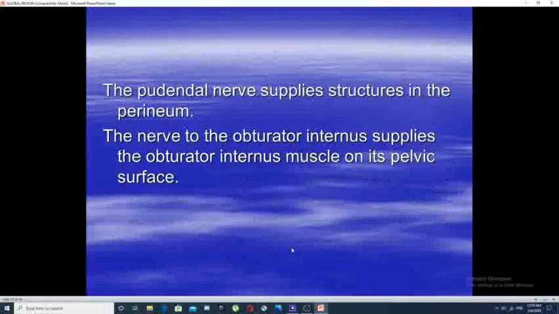The pudendal nerve supplies structures in the perineum, whereas the nerve to obturator internus supplies the obturator internus muscle on its pelvic surface.